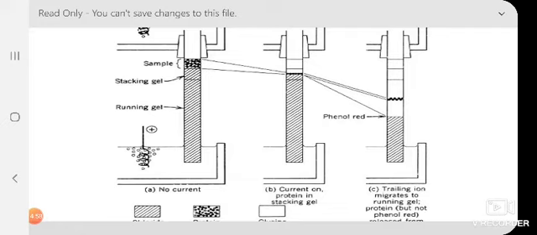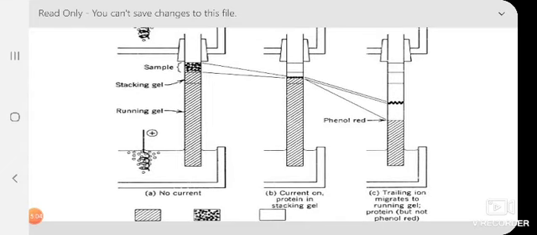You just remember, chloride is there because this gel we prepare with Tris-HCl. Our sample protein is also negatively charged because it is SDS and protein. Then the running buffer has glycinate anions.